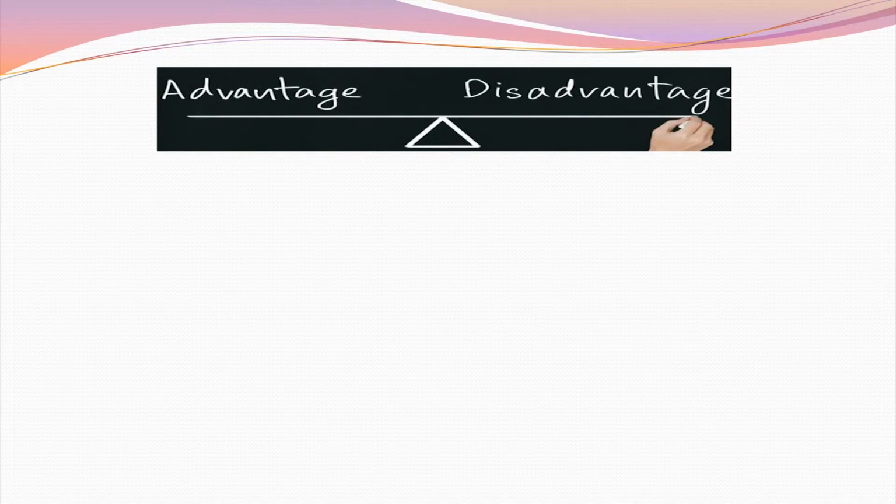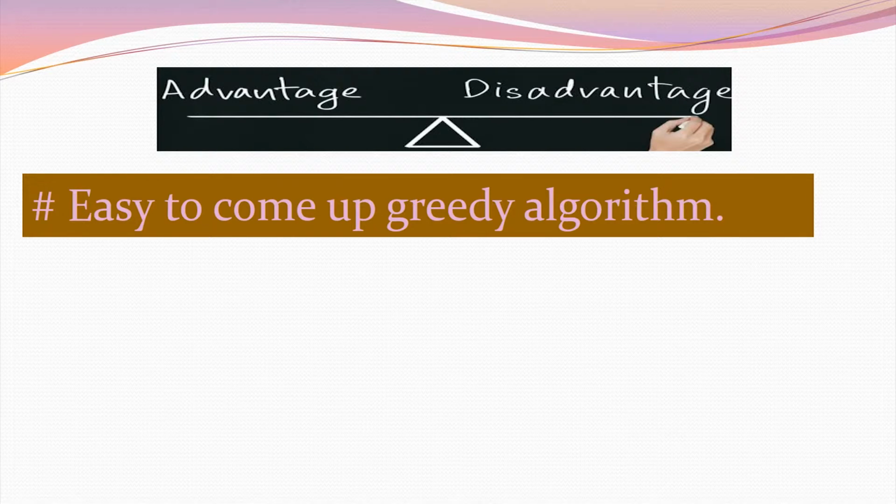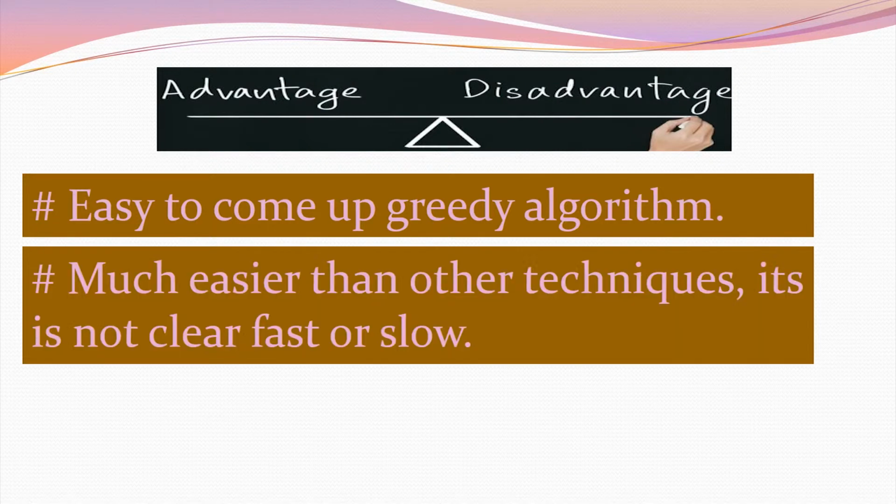Number one, it's quite easy to come up with a greedy algorithm, or even multiple greedy algorithms, for a problem. Number two, analyzing the runtime for greedy algorithms will generally be much easier than for other techniques like divide and conquer. For the divide and conquer technique, it's not clear whether the technique is fast or slow. This is because at each level of recursion, the size of the subproblems gets smaller and the number of subproblems increases.